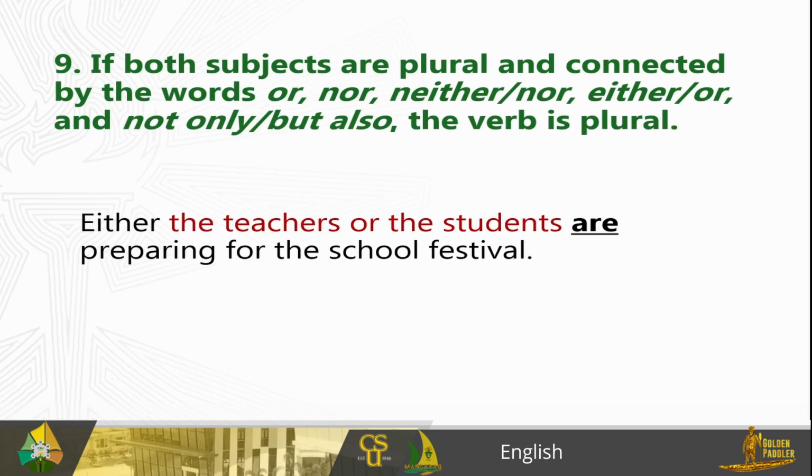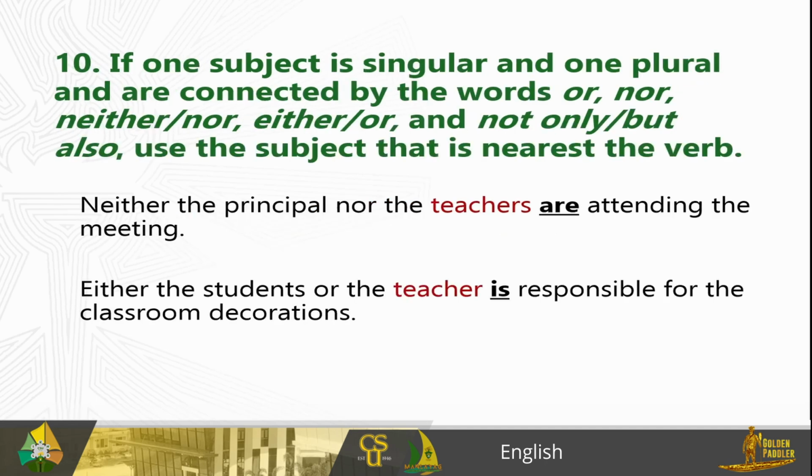For example, either the teachers or the students are preparing for the school festival. Number 10. If one subject is singular and one plural and are connected by the words or, nor, neither nor, either or, and not only but also, use the subject that is nearest the verb. For example, neither the principal nor the teachers are attending the meeting. Either the students or the teacher is responsible for the classroom decorations.